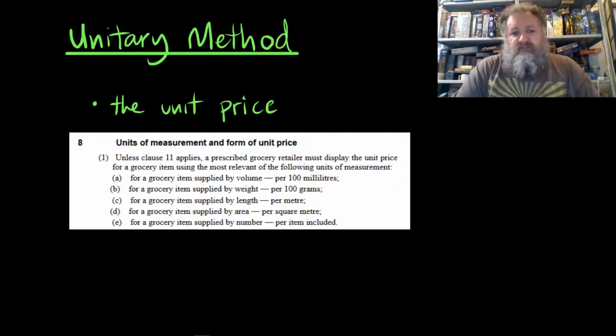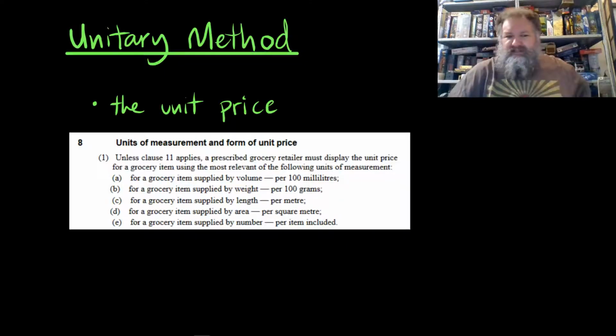There's a bunch of different areas. If it's a volume, then it's in milliliters, although some things are measured in liters, like soft drinks. They're a price per liter. Weight is per 100 grams, length is per meter, area is per square meter, and by the number, it's per item.